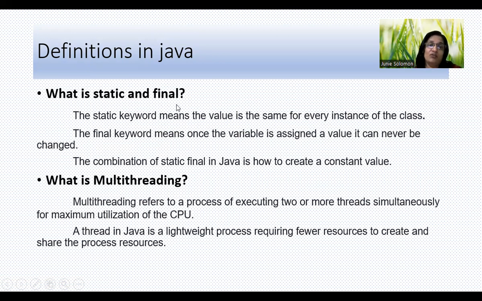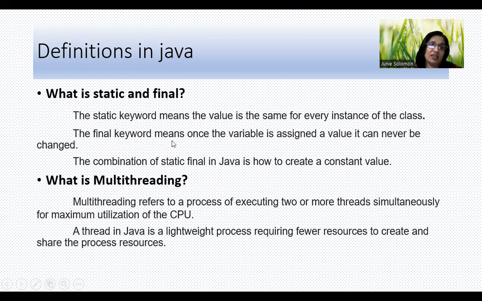Now, final. You have seen in other languages there is a concept called constant. What is constant? Normally a variable's value can be changed. But what if I do not need to change the value? Then we go for constant. Constant means you give the value one time only, and you cannot change the value throughout your program. In Java, there is no concept called constant.